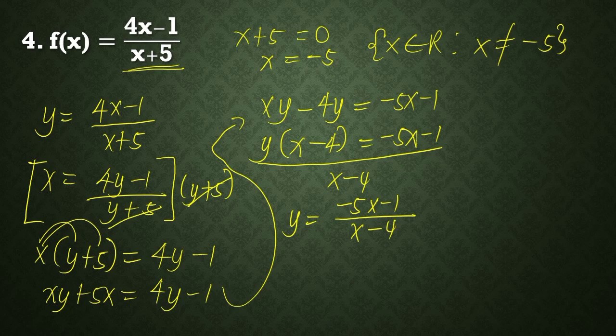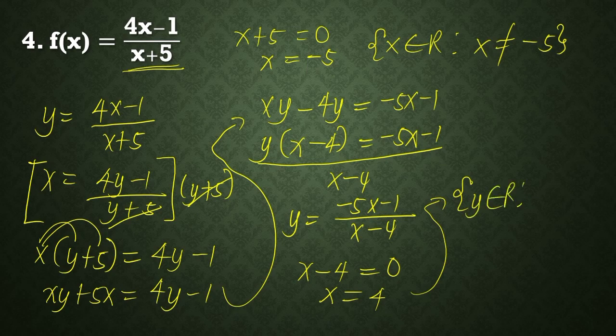Now, we equate x minus 4 to 0. So, x minus 4 is equal to 0. We add 4 to both sides. So, x equals 4. Now, for the range of the given function, that is, y is an element of R, wherein y should not be equal to 4.